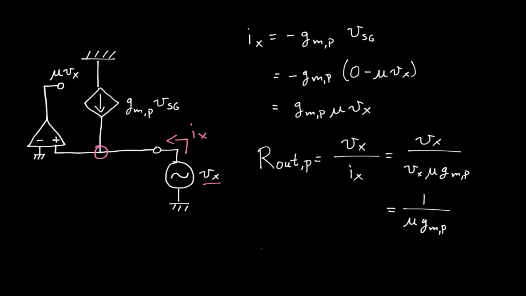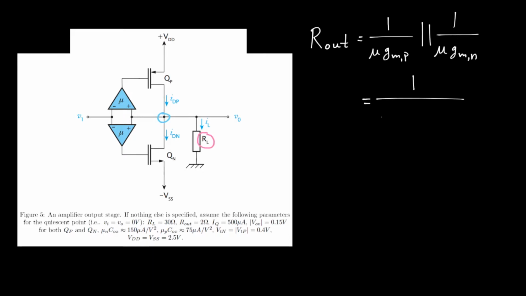And in a completely analogous way, we can find that the output resistance of the NMOS branch is 1 over mu GMN. So the output resistance of this output stage is 1 over mu GMP in parallel with 1 over mu GMN. Now the output resistance can be rewritten to 1 over mu times GMN plus GMP. The next step you should take is finding out what these GMN and GMP are.